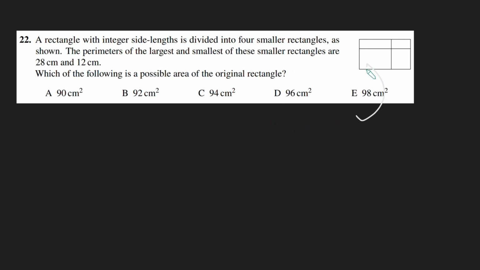So this rectangle here has perimeter 28 centimeters, and this small one in the top right corner has perimeter 12 centimeters. And we want to know which of the following could be a possible area of the original rectangle, so the whole rectangle. So we've got options of 90, 92, 94, 96, and 98 centimeters squared.